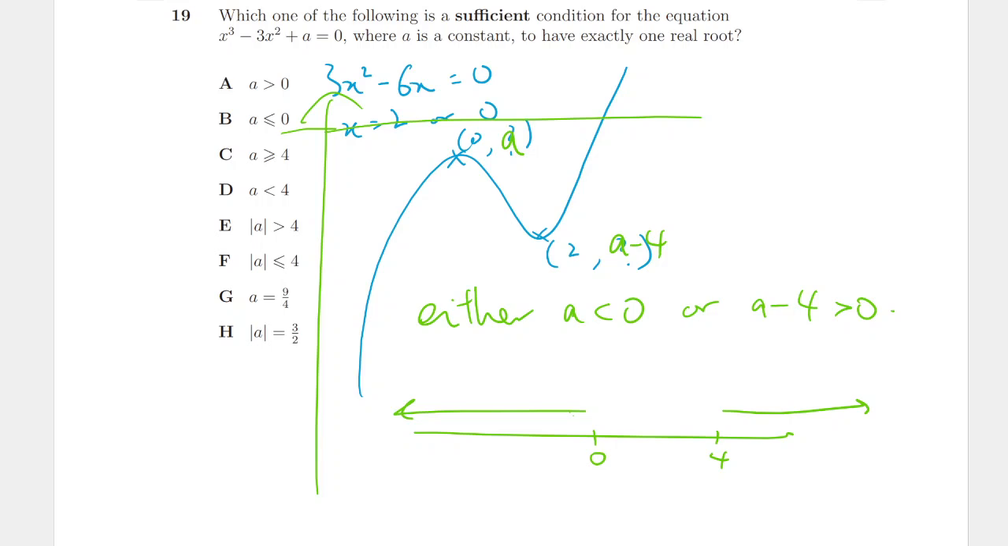Okay, so if a is greater than 0, is that okay? Well, not quite, right? Because you have this section. This section is not allowed. Same thing. a less than or equal to 0, is that okay? Well, not quite, right? Because I need a less than 0. I need strict. That's why B is also wrong, right?